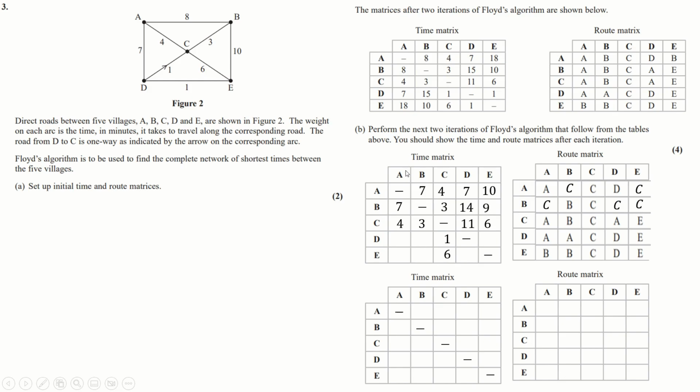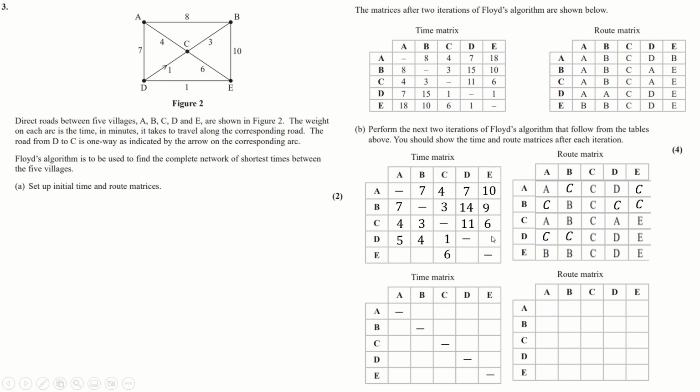So D to A. Well, again, D to C is 1. So this seems like a very good row that will change a lot of things. D to C is 1, and then C to A is 4, so that makes a total of 5, which is less than 7, so we'll go through C there as well. D to C is 1, plus C to B is 3, and that makes 4, so that's a massive improvement on this. So we'll replace that with this.